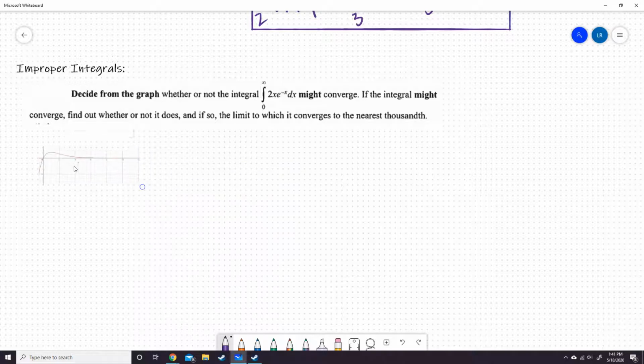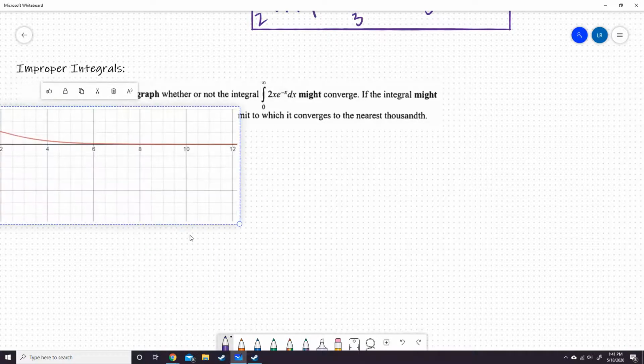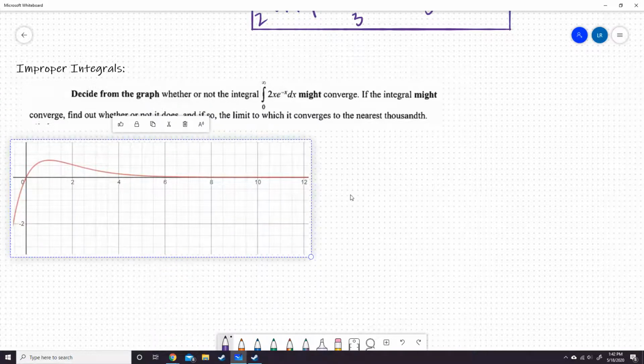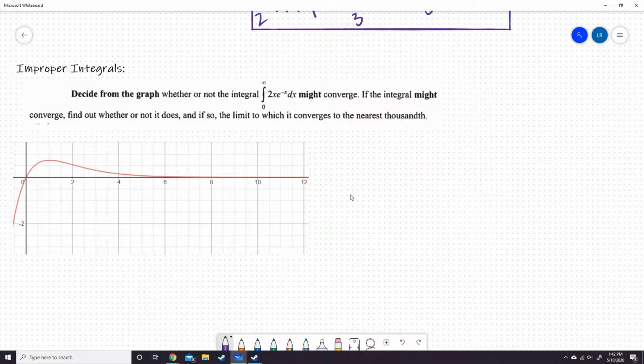So we want to graph it, and here's our graph. As we look at our graph, we are looking from 0 to infinity. And it looks like it certainly might converge because we would be looking at this area here. What you'll see is this is getting closer and closer to 0, so much so that I can't keep drawing it in there. So this definitely looks like it might converge. And so the first thing that I'm going to write is this might converge.